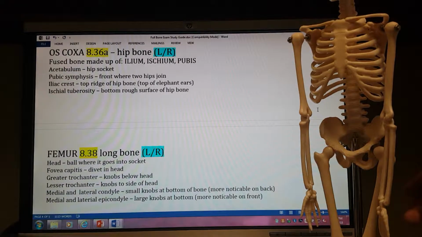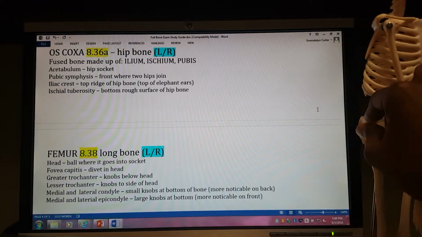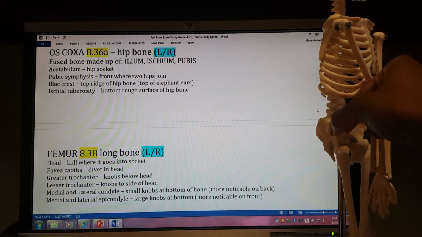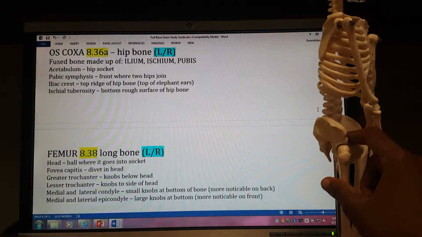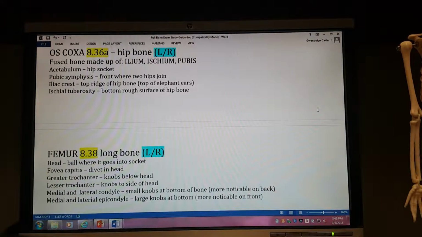So starting at the top, we have our os coxa. So that is your hip bone. So your hip bone is actually a fused bone made of 3 different bones. The 3 bones that make up your os coxa.